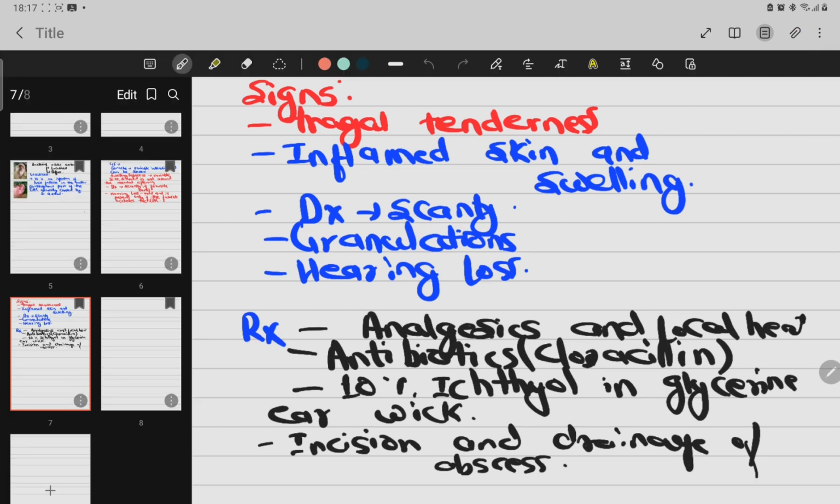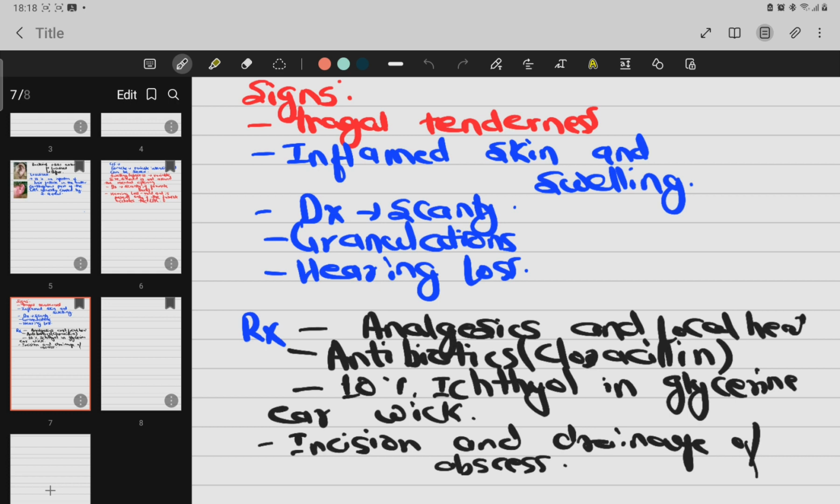The hygroscopic action of glycerin reduces edema, while ichthammol acts as a mild antiseptic. So that is the thing here. Treatment: analgesic and local heat, antibiotics, antiperspirant ichthammol in glycerin, and incision and drainage of the abscess.